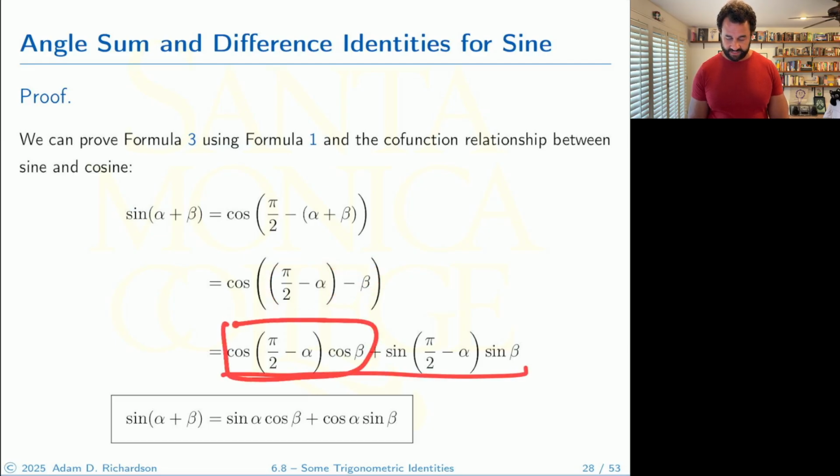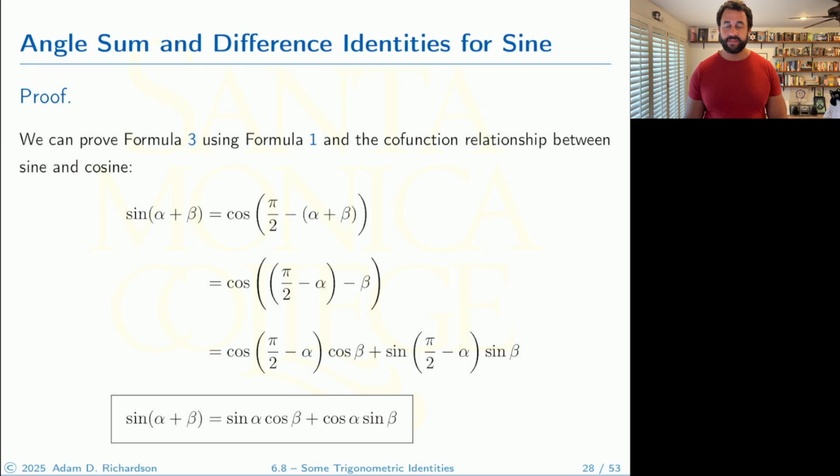So it's this plus this. That's it. All right. But remember that sine and cosine are cofunctions, and we're going to apply that again here and here. So cosine, this thing right here, that's going to become sine of alpha. And sine of this thing here, that's going to become cosine of alpha. And then at the end, we've got the angle sum identity.